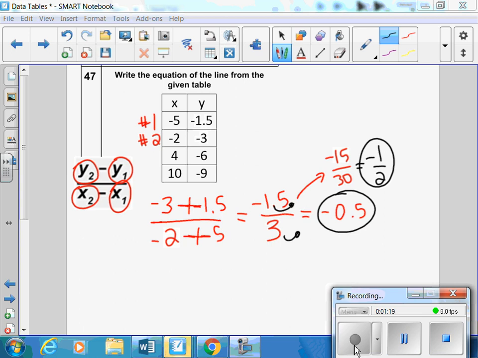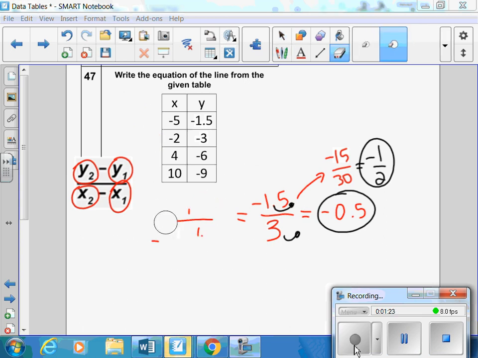Now, I'm going to come up here to the table, and what we can do is find the change in x and the change in y, and see if we get the same thing. You go from negative 5 to negative 2, that's adding 3. Negative 2 to positive 4, you're adding 6. 4 to 10, you're adding 6.